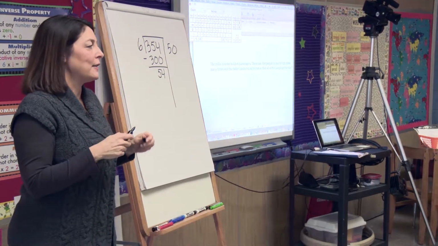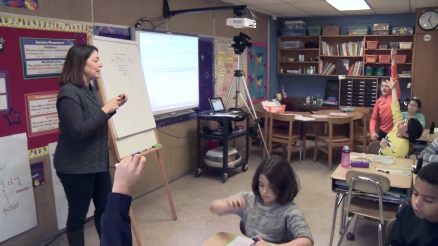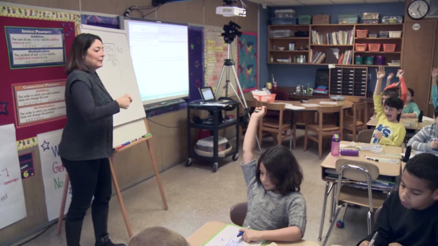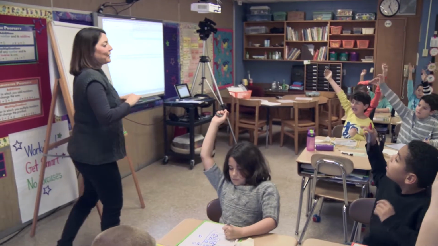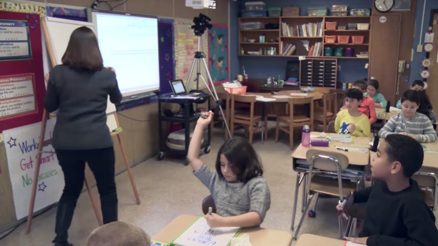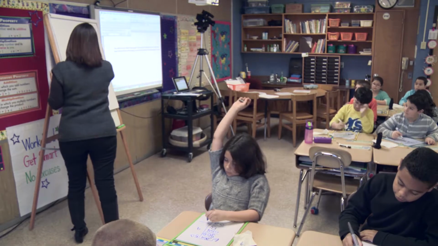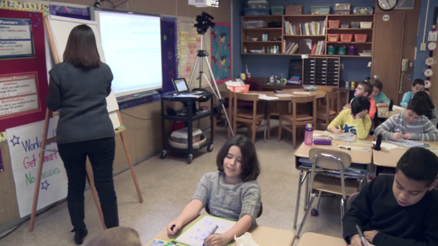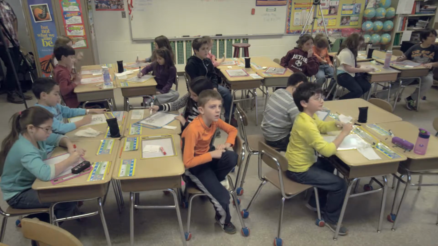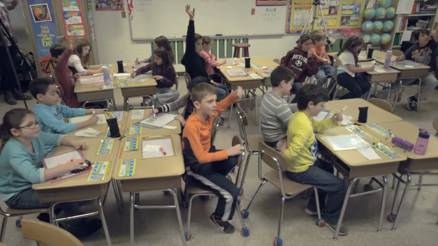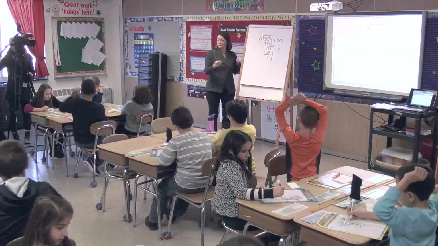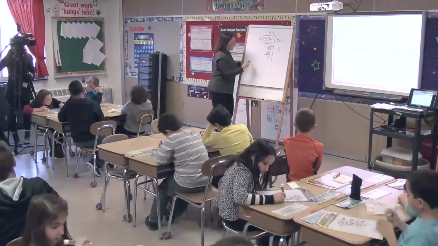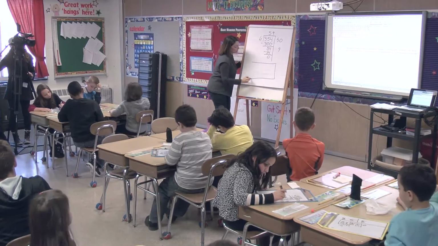Anybody know that one? This is where knowing your facts really comes in handy. Comes in awfully handy, doesn't it? Lorenza, what do you think? 9. 6 times 9 is 54. And we are done, right? No. One more step. Kobe? You have to add 50 and 9, and you get 59.